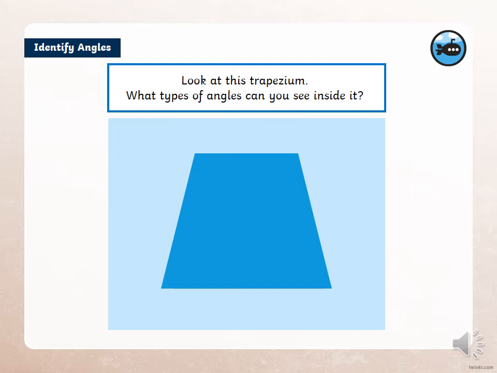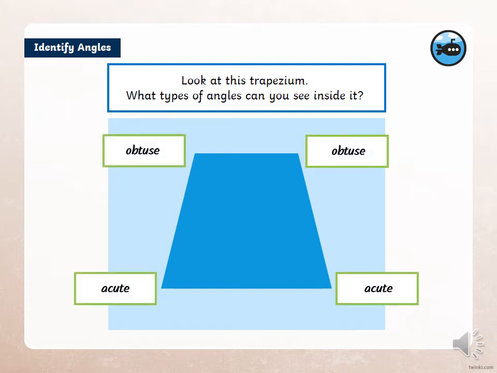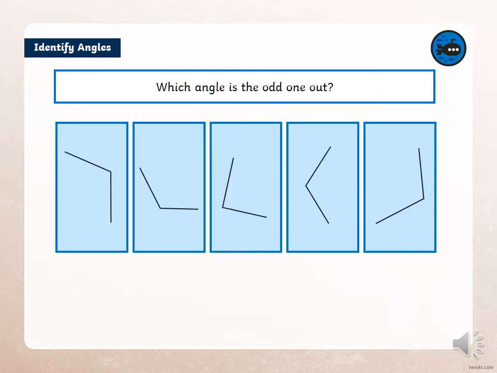Rotate your head, twist your head, see what type of angles you can see inside the trapezium. Pause the video for yourself. Obtuse, obtuse, acute, and acute.